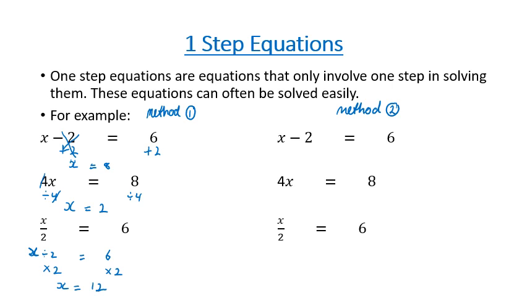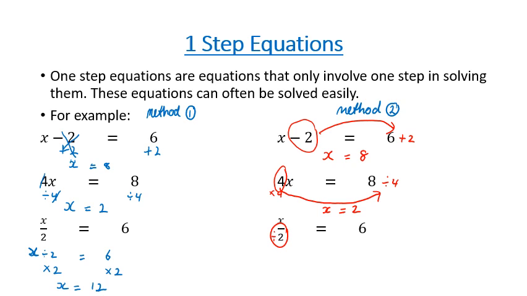X, therefore, equals 12. If I'm going to do method 2, remember that I'm taking this negative 2 and putting it over the other side. This becomes plus 2. Therefore, x equals 8. Remember, I'm taking the times 4 and I'm moving it over here. It becomes divide by 4. So remember, I change sides, change the signs. X equals 2. Here, this is actually divided by 2. So if I move it over here, it becomes times by 2. X equals 12. You can see I get the same answers doing both. One of them we're using the inverse and maintaining balance. The other one we're using the inverse, but we're switching its side.